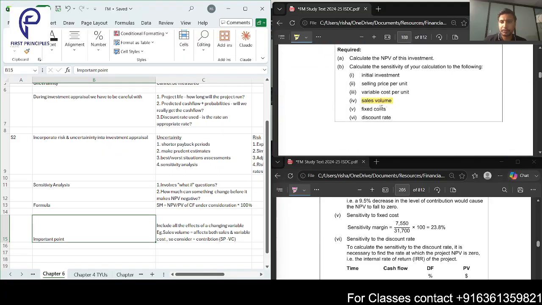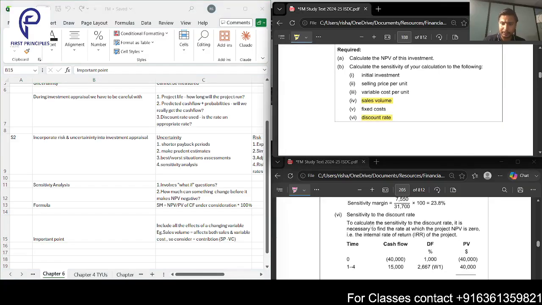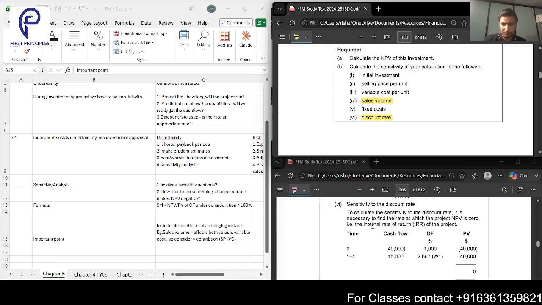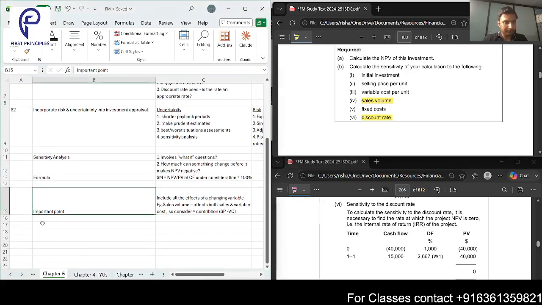Okay, so we have finished with the sales volume as well, and next we look at the discount rate. Here we calculate the IRR. Now we look into sensitivity to the discount rate. Very important. To calculate the sensitivity to the discount rate, it is necessary to find the rate at which the NPV is zero. Right?